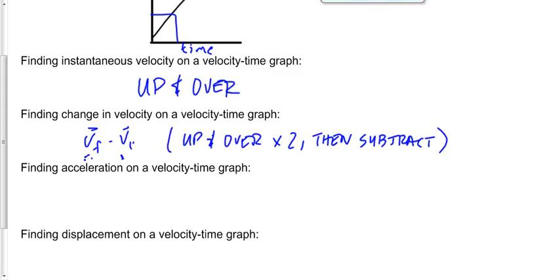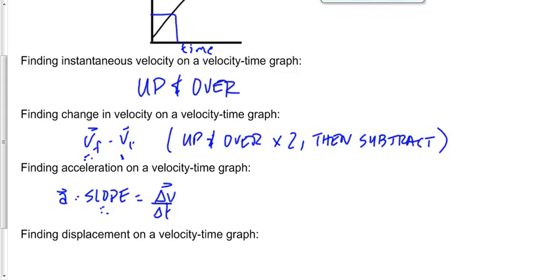Acceleration on a velocity time graph. Yeah, that would be the slope. And the slope is delta y over delta x, right? But we could also find the acceleration on a velocity time graph by saying delta v over delta t. The slope, by the way, only works if it's a straight line, right?